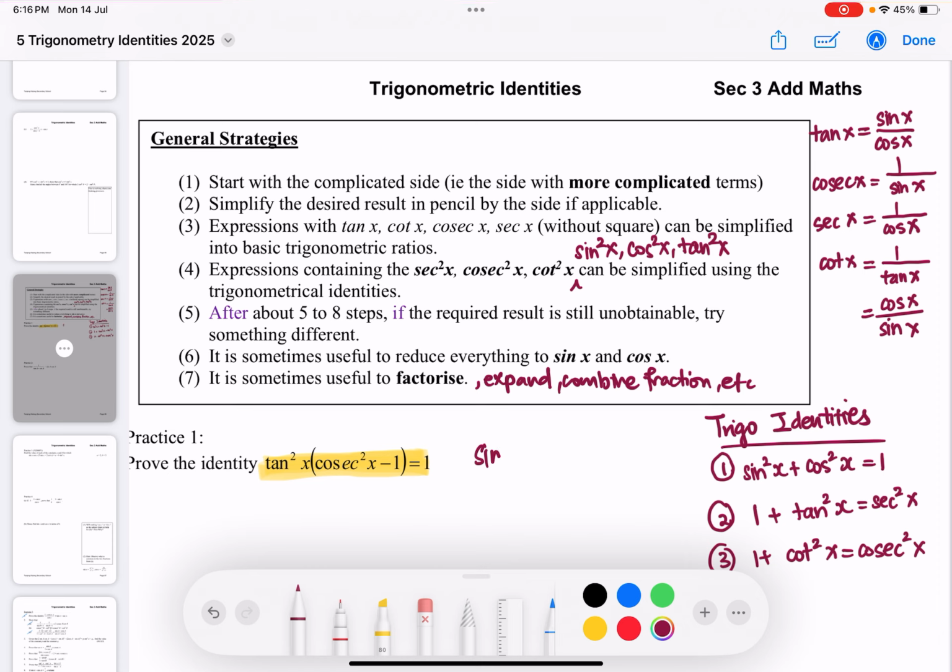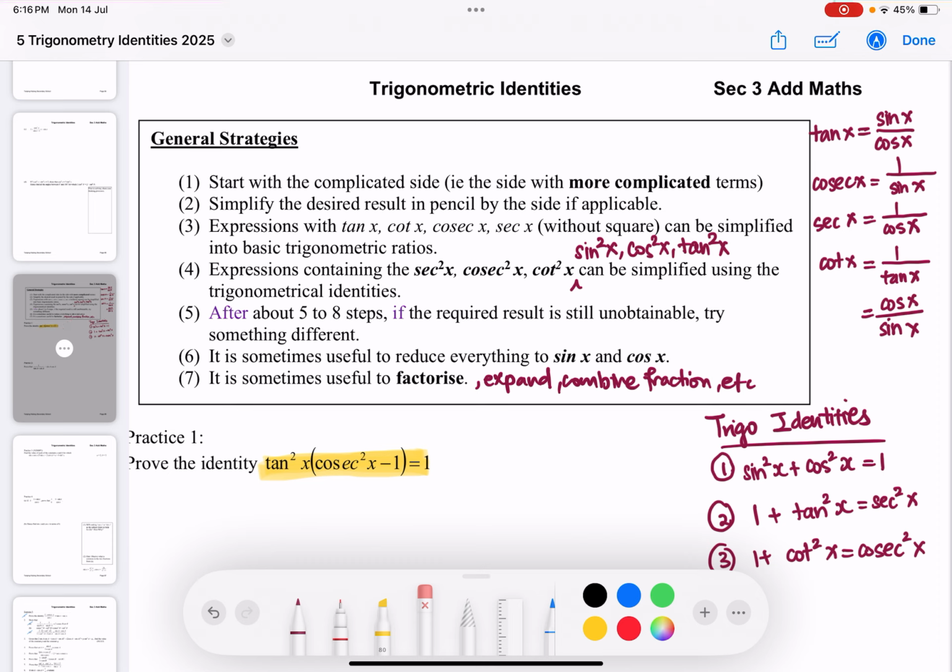Unlike an equation, for example, if I give you an equation like this, this is considered an equation, not an identity, because this statement is only true when, for example, x is 90 degrees. If I put in sine 80 degrees, the answer will not be 1, right? So it's only true for some values of x. So that's considered an equation.